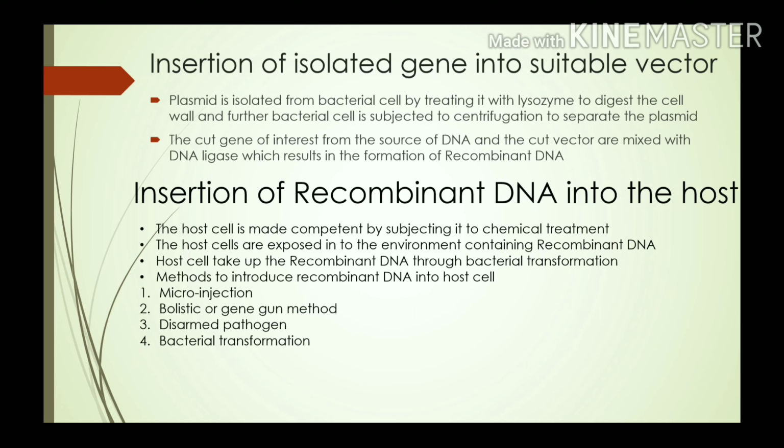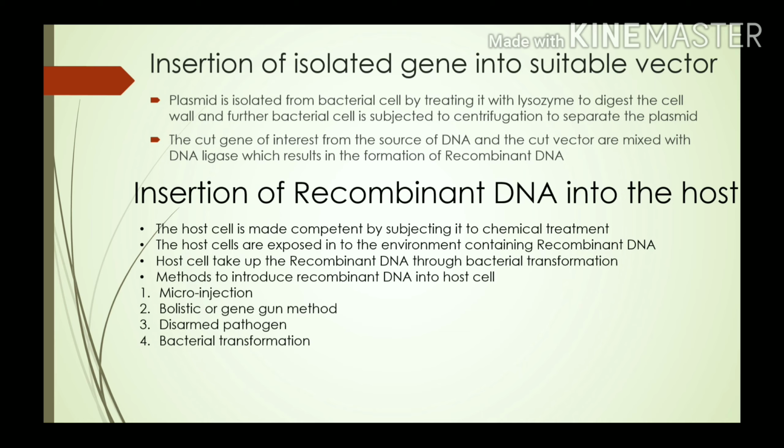Here we can see the first one is microinjection. In this, the recombinant DNA is directly injected into the nucleus. So this method is suitable for animal cells. Next, the ballistic or gene gun method. So this method is suitable for plant cells.